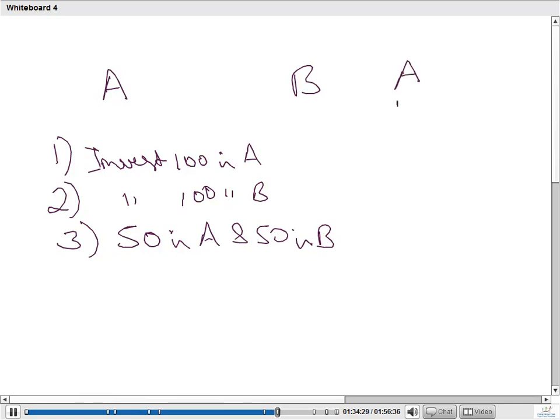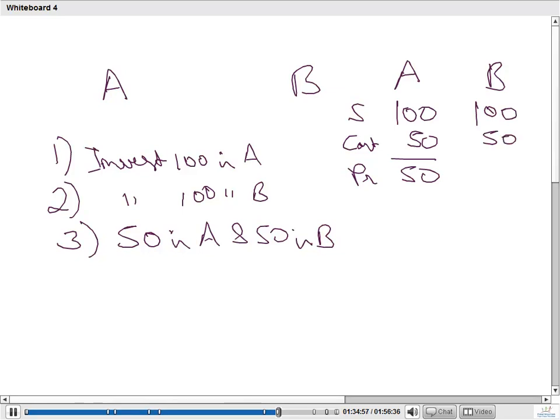At the moment, the income statement of A looks something like this: 100 rupees of revenues, 50 rupees of costs, and 50 rupees of profits. Sales, costs, and profit. What do you think the income statement of B will look like? Both of them are equally good. It's just half the people go here, half the people go there. So even B must be doing sales of 100, costs of 50, and profits of 50.